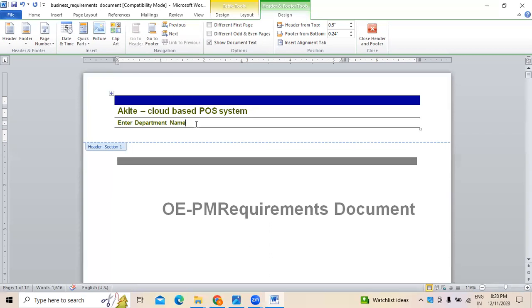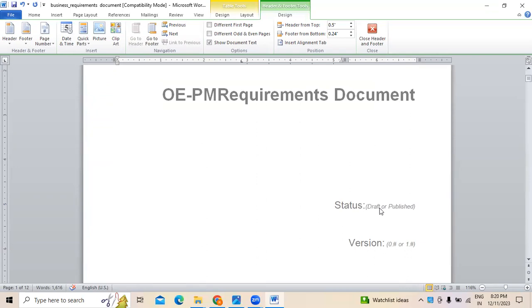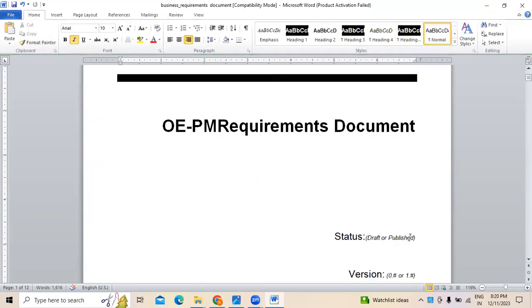Right. So here we need to mention the department name. Normally it is the IT department. This is where documents are prepared. So this is the business requirements document. Here we need to mention the status. Status means there are two things: one is draft, the second is published. Normally the draft document will be prepared first.